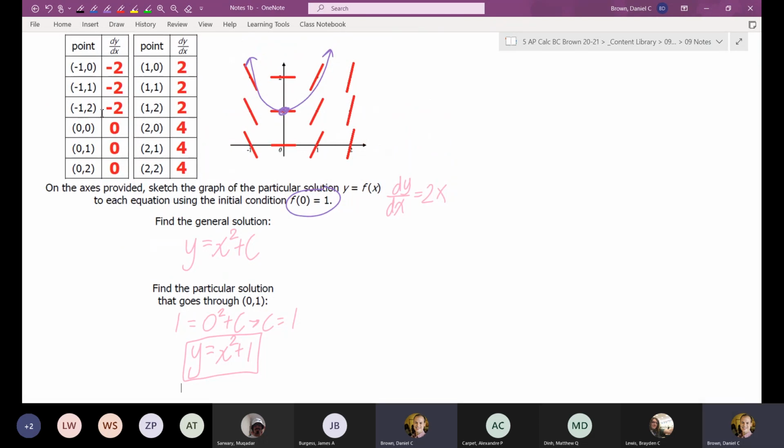Now this one was an easy one because we could integrate this function by hand. Why slope fields are going to be important to us is we're going to start seeing some derivatives that we can't integrate by hand. So we're going to have to rely on the slope field to help us interpret the graph and imagine what that graph looked like. Go ahead and try the second one for me.